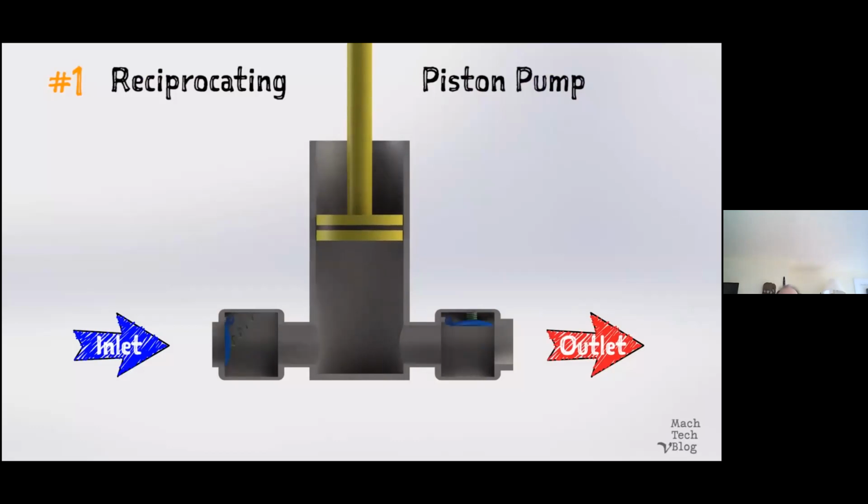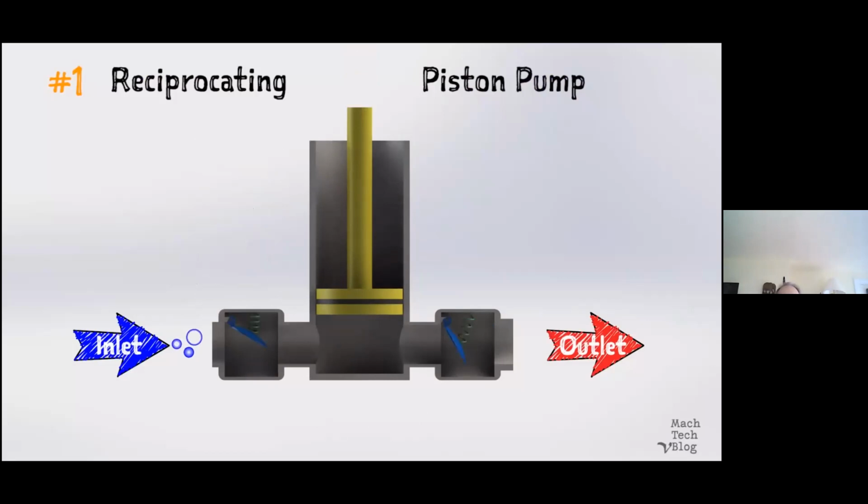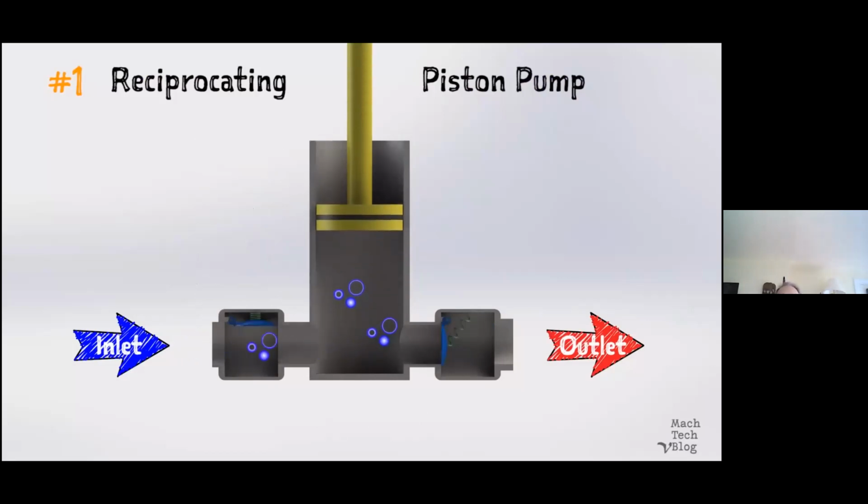The mechanism consists of a reciprocating piston inside of a cylinder with check valves at both the inlet and the outlet. When the piston is on its suction stroke, which is the upstroke in this case, the chamber inside of the cylinder expands, the pressure drops, the check valve on the suction side opens, and fluid is admitted through the inlet.